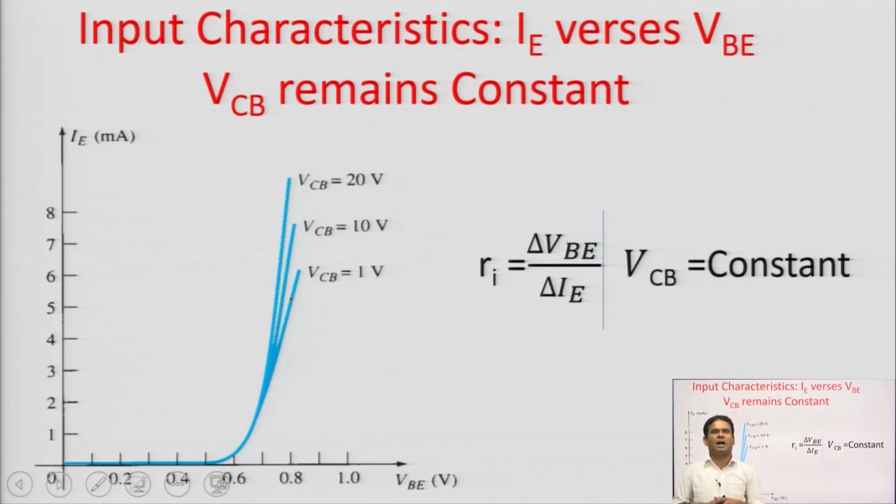It is because, if we increase the output voltage, that is VCB, then the collector layer will collect more majority charge carriers. This means the collector current will increase. Since the collector current increases, the input current IE must increase. If the input current increases, the input resistance must decrease, so the slope of the graph increases. That is the reason the slope of the graph increases if VCB increases.